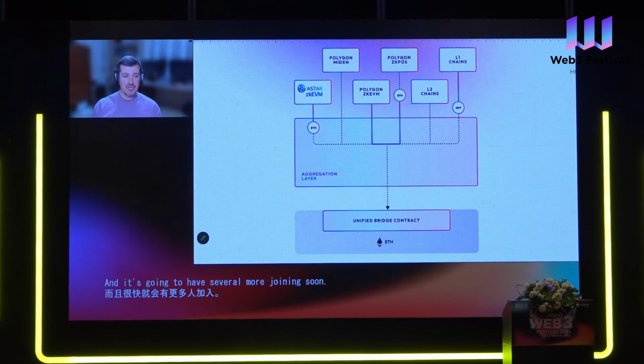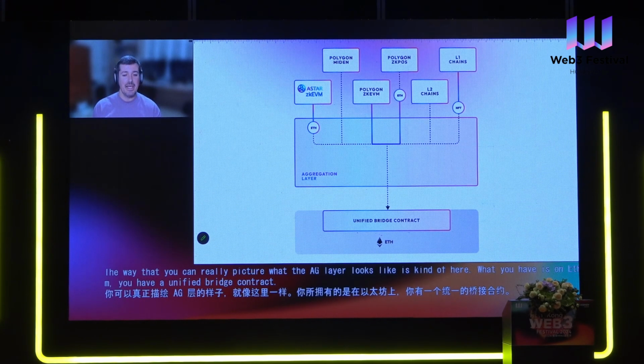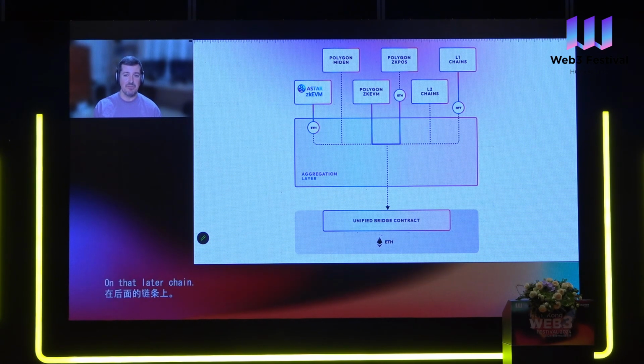The way you can picture what the AG layer looks like is here. On Ethereum, you have a unified bridge contract. Now, this bridge contract is very, very important. In the current environment where you're operating cross-chain, when you bridge an asset from one chain to another chain, you no longer have that native asset on the latter chain. Instead, you have some wrapped version of that asset, which means there are certain additional trust assumptions you have to make relating to that wrapped asset rather than having the native version.